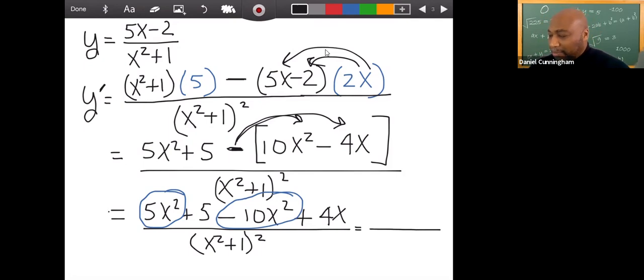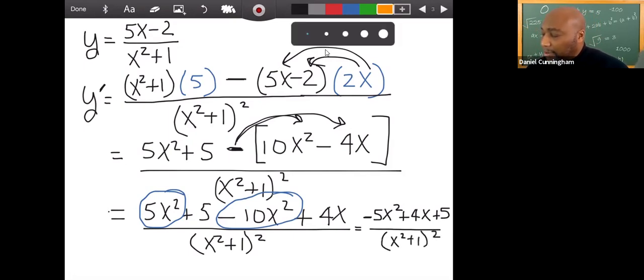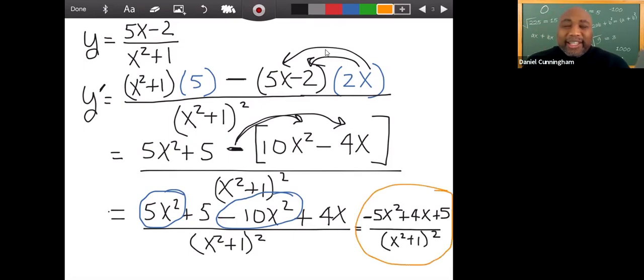So that would give me, and also I'm going to write this, a negative 5x squared plus 4x plus 5. I'm writing in decreasing order as far as the exponents. And then the denominator would just be x squared plus 1 squared. And I was able to give our answer out on our whiteboard. And that is the derivative. So that's what y prime will equal.